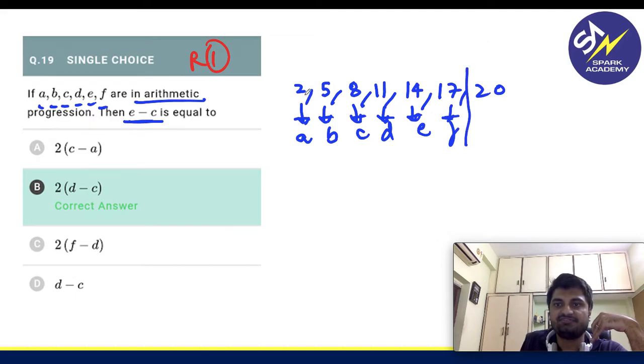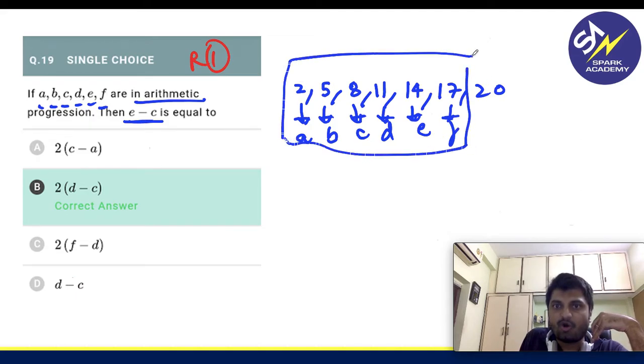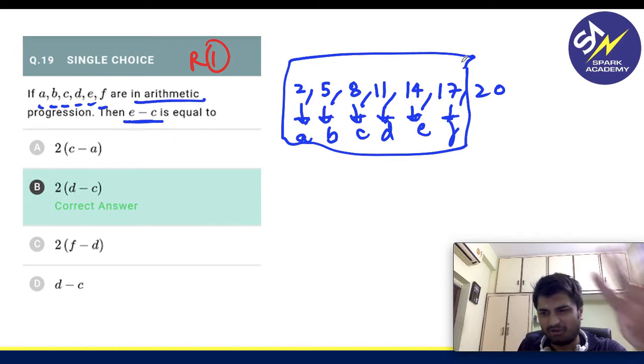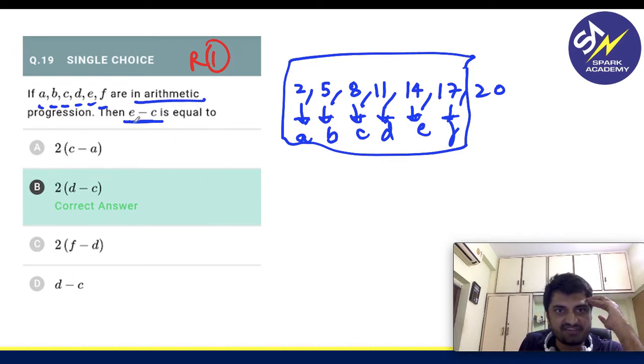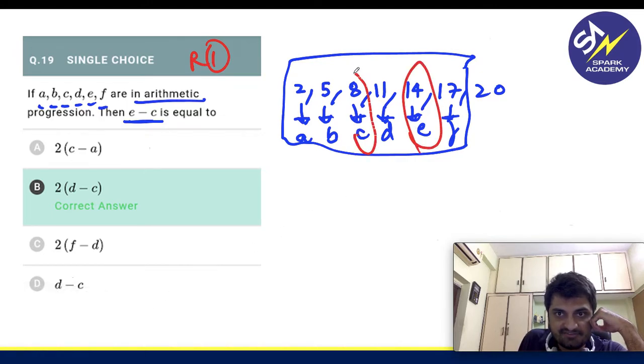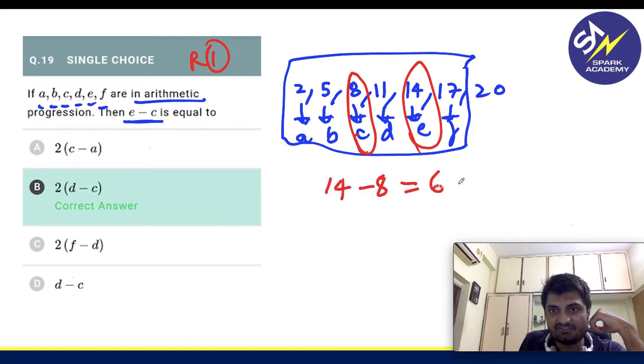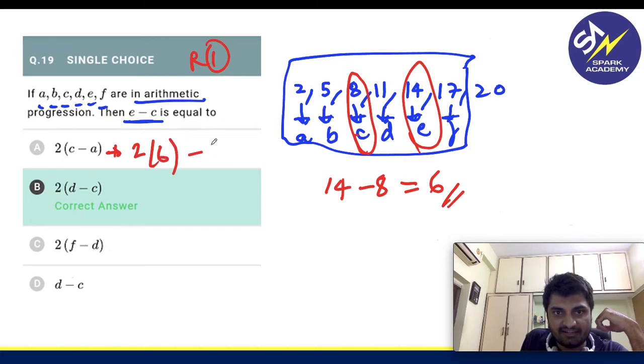Okay, I will take this. So common difference is what? 3. I'm starting with 2. Anything you can take. Now what is he asking you? E minus C is what is being asked. E minus C means what? This is E, this is C. So basically they are asking 14 minus 8, which is what? 6. Now tell me, guys, first option, 2 times C minus A. C minus A is what? 8 minus 2 is 6. So we are getting 12.